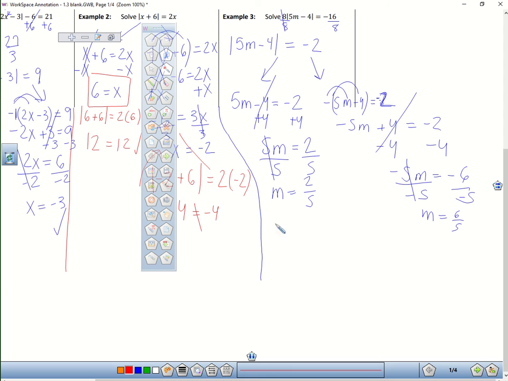So I'm going to plug it back into my original equation. So it's 8 times the absolute value of 5 times 2/5 minus 4 equals negative 16. My 5's cancel. I'm left with 8 times |2 - 4| equals negative 16. 2 minus 4 is negative 2. The absolute value of negative 2 is 2, so that's 16 is equal to negative 16. That's not true. This is an extraneous solution.